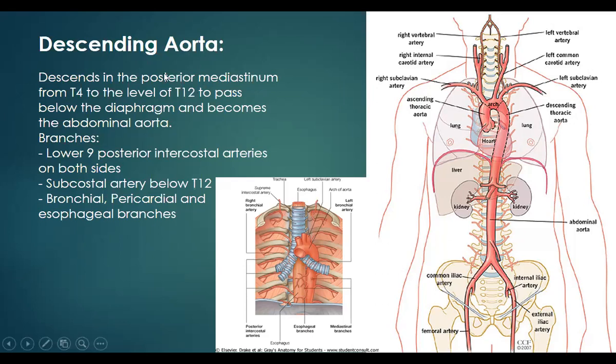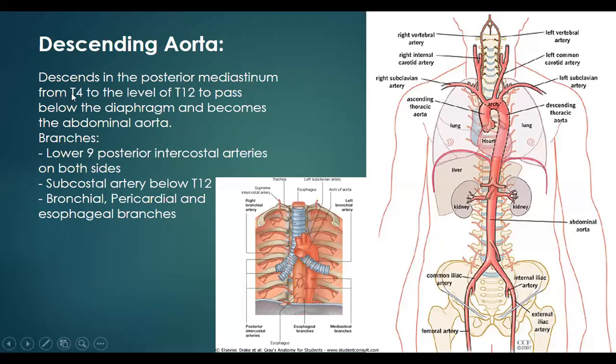The descending thoracic aorta will be in the posterior mediastinum. It begins from the T4 level where the arch of aorta ends and continues up to the 12th thoracic vertebra, because at the 12th thoracic it will pierce the diaphragm. Here is the diaphragm, and it goes into the abdomen. So it will pierce at the T12 level. From T4 up to T12, this will be the descending thoracic aorta.